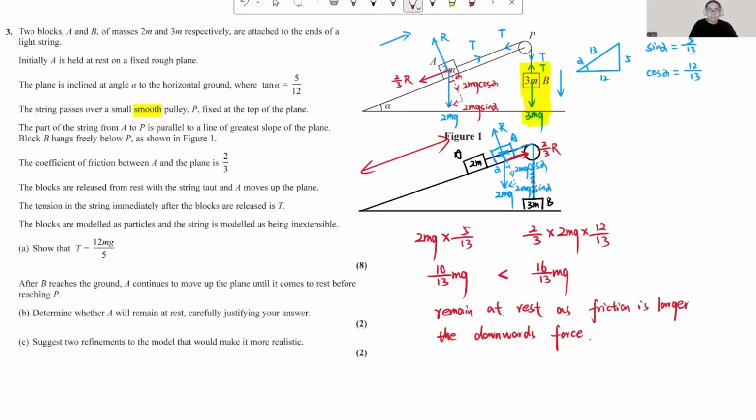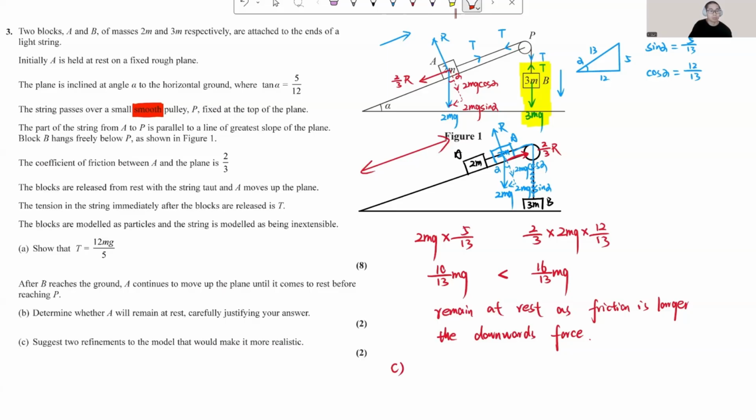Okay, and then let's have a look at part C. Suggest two refinements to the model that would make it more realistic. So really you just have to say anything against the modeling assumptions. For example, the question says the string passes over a small smooth pulley. So you can say the pulley is not smooth; it has some friction.